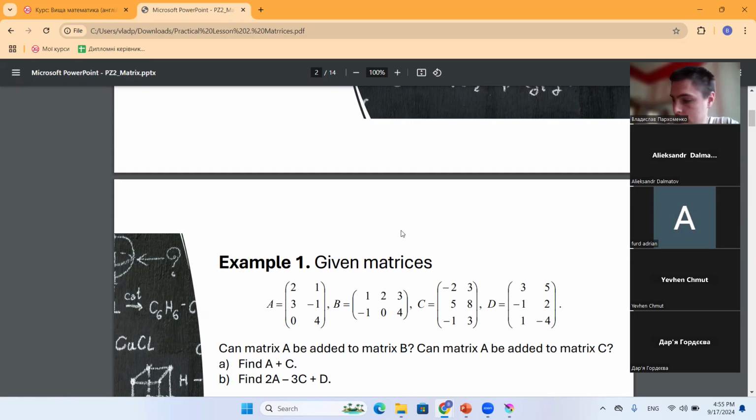So now let's start with adding A and C, and you can do it individually, and then we will compare our results. So actually, it's almost nothing to calculate, but anyway.